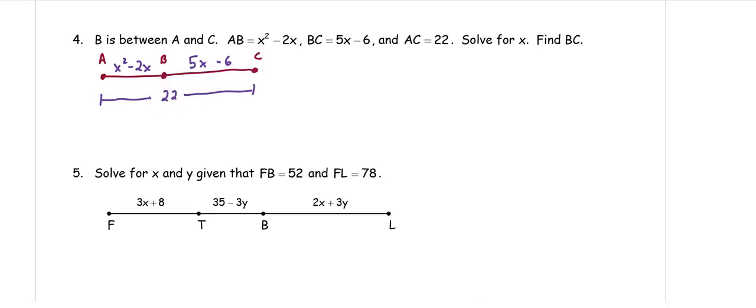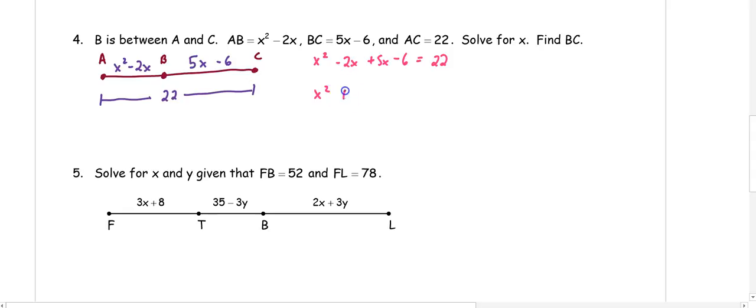So to solve for x, again, remember that it's piece plus piece equals the whole. So we have x squared minus 2x plus 5x minus 6 equals 22. So the first thing I'm going to do is combine my like terms of those x's. So I have x squared plus 3x minus 6 equals 22.